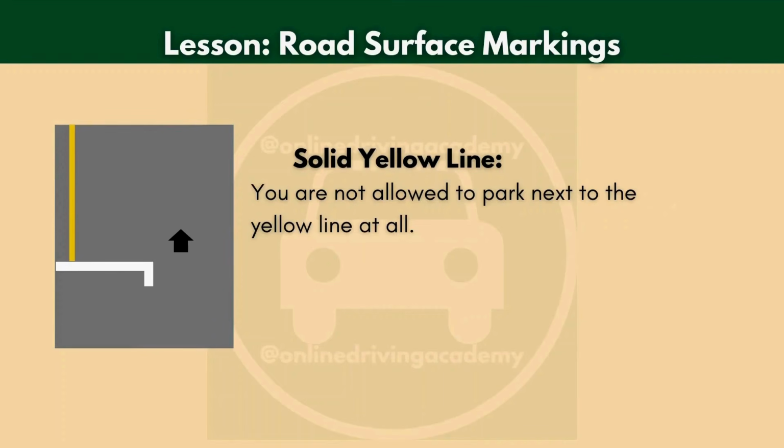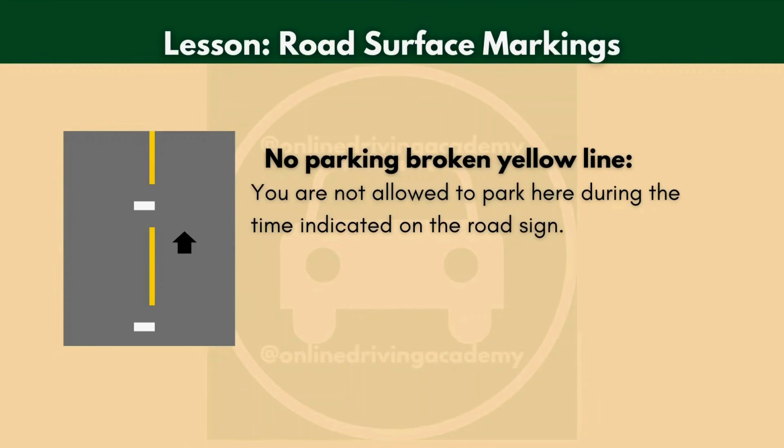Now we come to a solid yellow line. So you are not allowed to park next to the yellow line at all. Now remember what I said. I said look at the red line. And the red line is referring to stopping a vehicle. You are not allowed to stop your vehicle. Your yellow line is talking about parking a vehicle. So that will be different, right? So when you see a solid yellow line, you're not allowed to park your vehicle next to this yellow line at all.